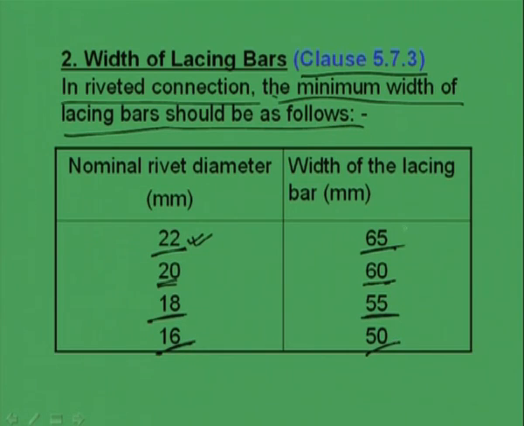So, these are the codal provisions which have to be maintained while designing the lacing. That means, the minimum width has to be found out from the nominal rivet diameter. What type of rivet we are going to use, we have to first see, then we have to find out what is the minimum width at least we have to provide for the lacing. Then we can provide more than that if it is required, but we cannot give less than that as the codal provision has been given.